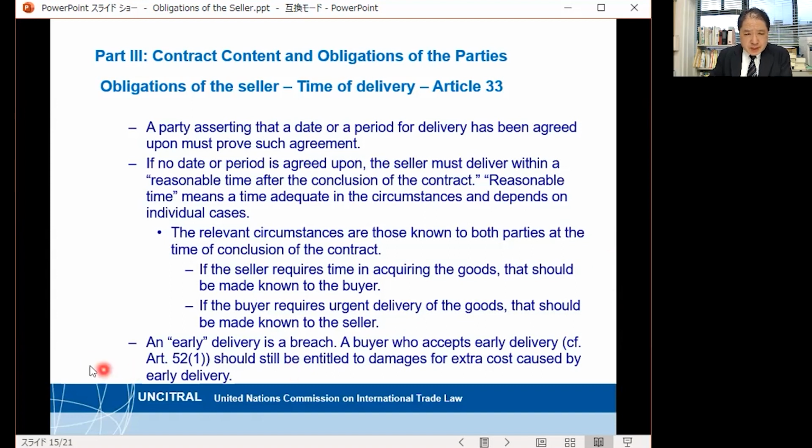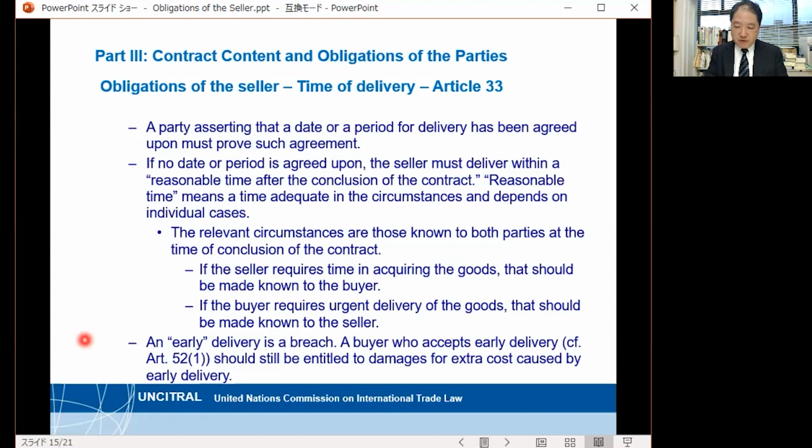Okay. Another issue I would like to talk about here is what happens if the seller delivers before the agreed time of delivery. Under Article 52, Paragraph 1, CISG, the buyer, in that case, may either accept or reject early delivery. A buyer who accepts early delivery should still be entitled to damages for extra costs for storage, for example, which is caused by early delivery. In other words, early delivery is a breach of the contract.